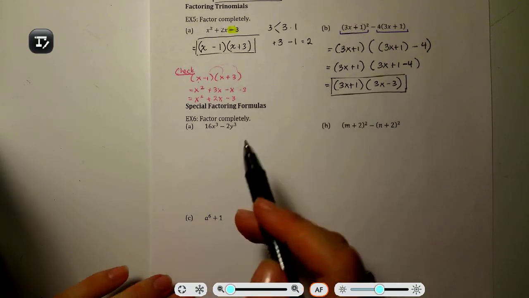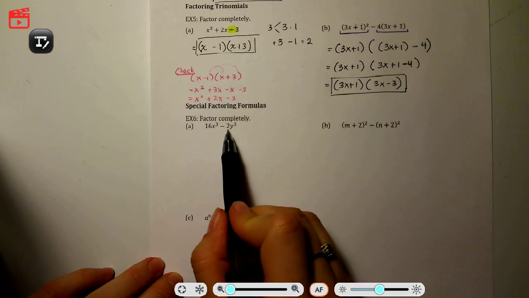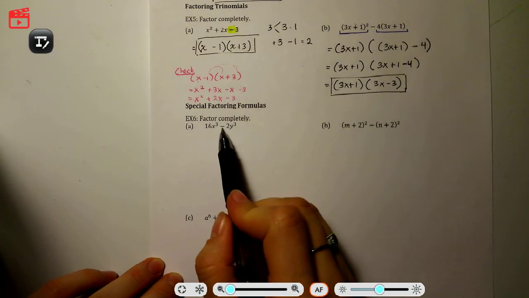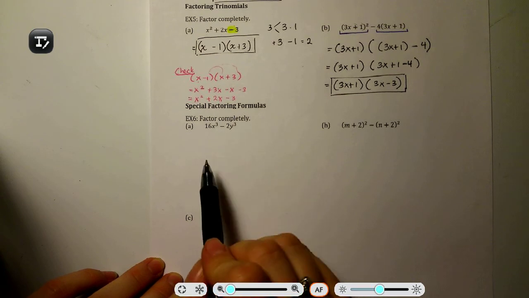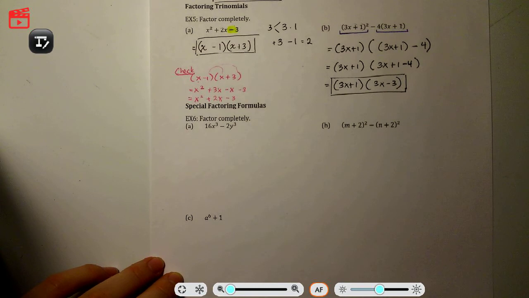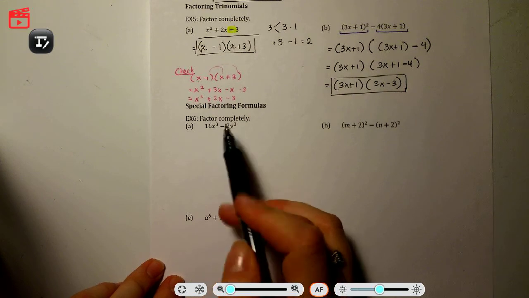All right. This one here, how many terms does it have? 1, 2. So it's a binomial, but there's a subtraction sign. Okay, that's interesting. And we have the x cubed and the y cubed. That brings back something that you've probably seen before. It's a special factoring formula, and we'll take a look at that in a second. But before we do that, notice the 16 and the 2.